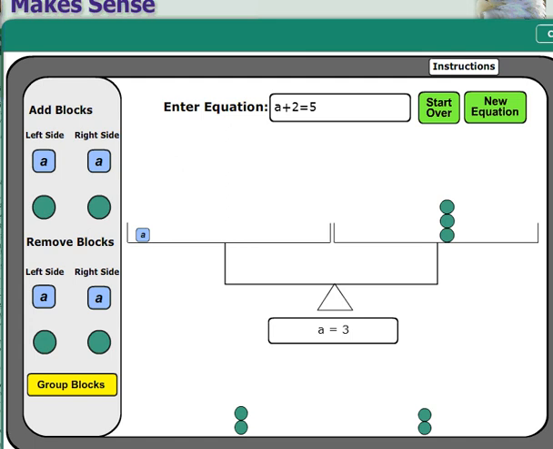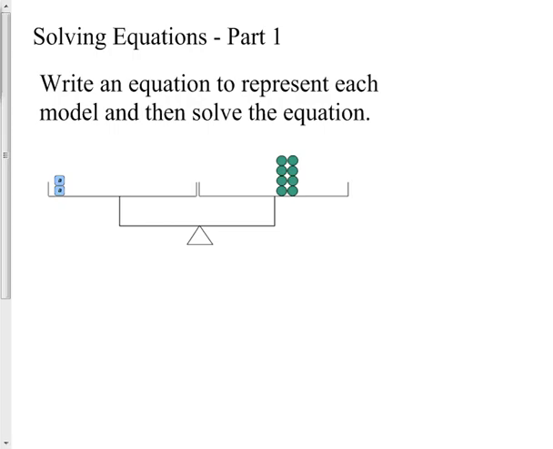So I'm just going to put this away, and we'll go back and look at a model now. So the first thing I'm going to ask you to do is I'm going to give you a balance scale model, and I'm going to ask you to write an equation and then solve it. So in this case, what you'll notice is on one side, I have two of the variables, two a variables. So I'm going to write 2 times a. And that is equal to, if we count them up, 8 units.